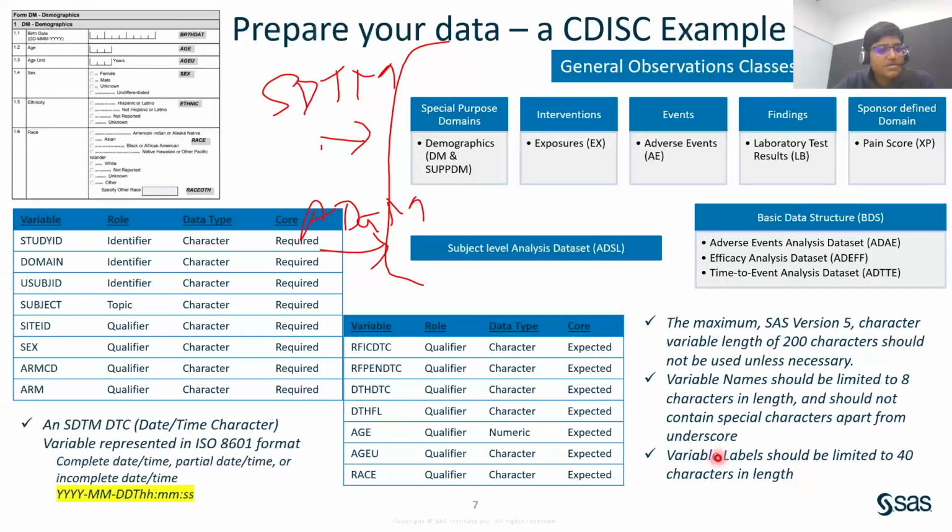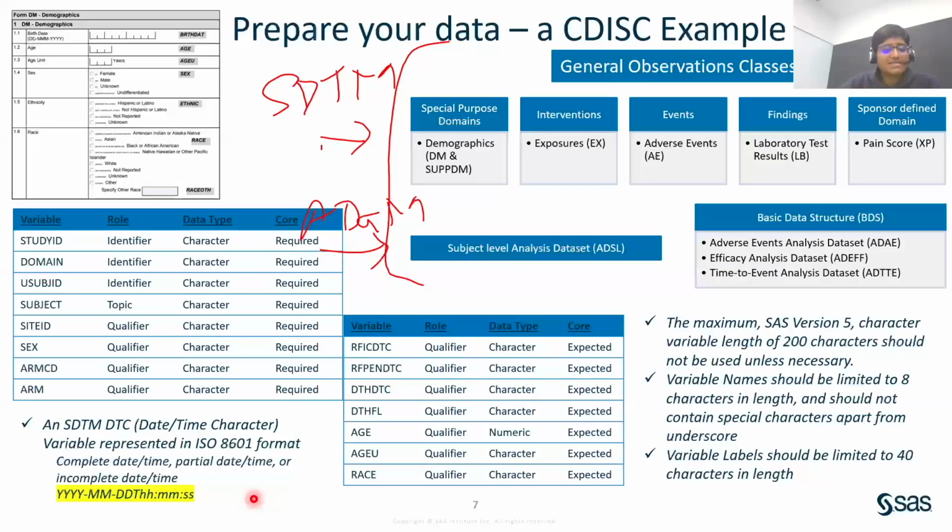And a very interesting part is that any kind of date or time variable has to be represented as a character data type in a very specific ISO 8601 format. It needs to appear as a 4-digit year, hyphen, a 2-digit month, a 2-digit day, followed by a T separator, and then the hours, minutes, and seconds portion.